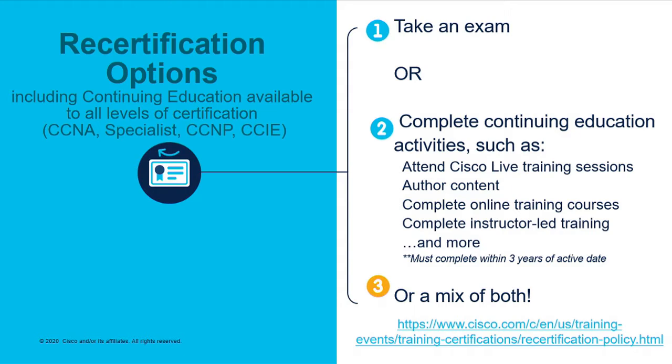You have to be certified, but it's a great way to recertify your certification as long as you do this within 3 years of completing the program. So you have 3 years to complete it, and you can use these different ways to do it. You can attend a Cisco Live training session, you can author content, you can complete online training courses, or you can do a combination of both. So there are different ways that you can earn it.